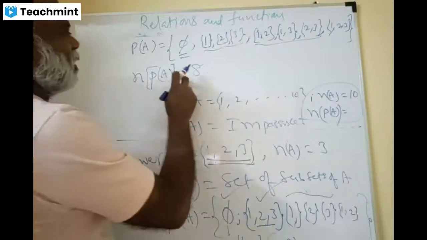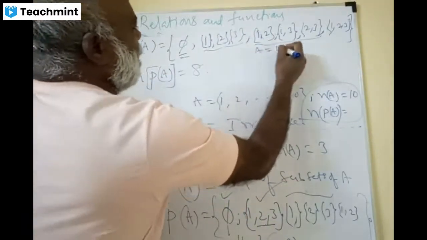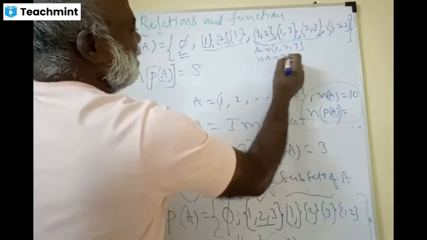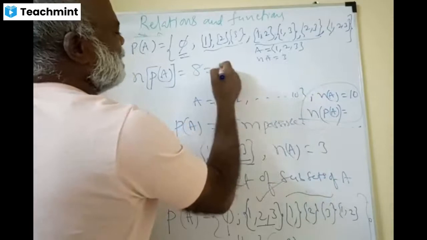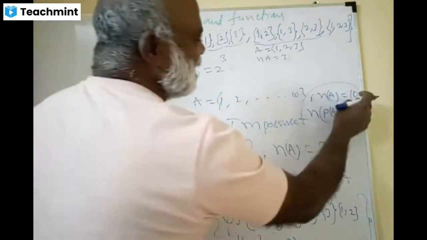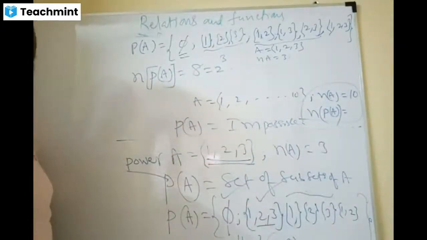Wait. How many elements were there in A? A is 1, 2, 3, right? n of A is 3, right? Then what is this answer? 2 cube. Now you tell me, n of A is 10. What is n of P of A? Yes. Anybody?